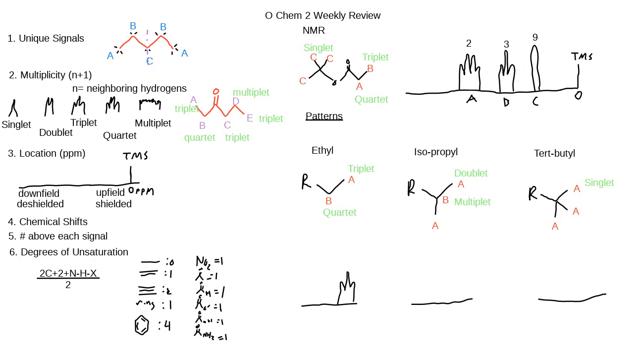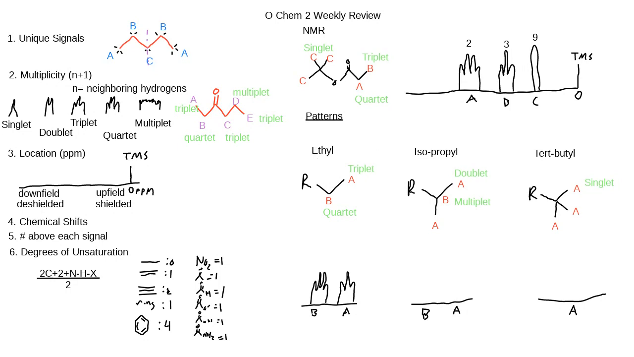That's wrong. So once again, that's A. That's B. A right here. B right there. And then A again. So if you see a quartet right here and a triplet right here, that should signal you it's an ethyl.